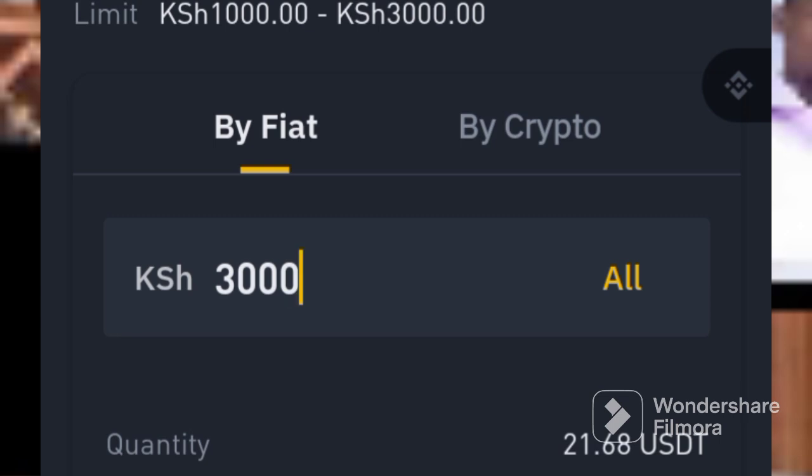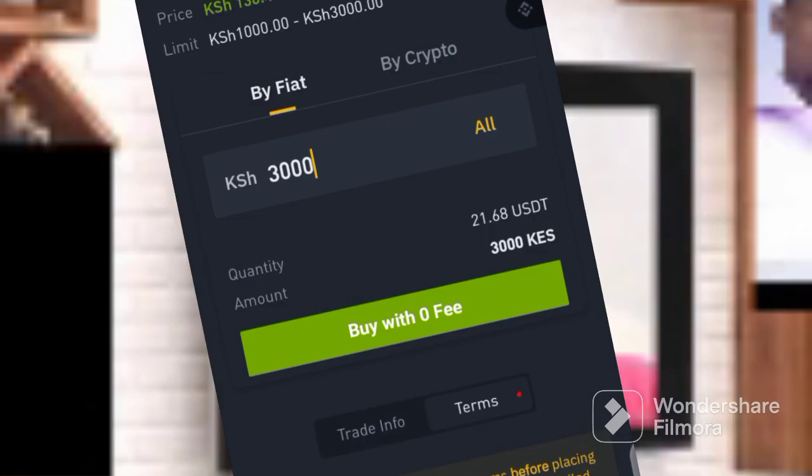Now once you've done that, you go down, you see there's a place for the terms of the person that is making the trade.